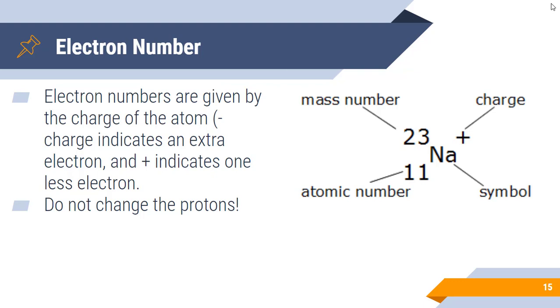A positive charge indicates that there is one less electron. So in this instance here, we have an atomic number of 11, which indicates 11 protons. The positive charge would indicate that there are 10 electrons. Do not, under any circumstances, change the number of protons, because if you do change the number of protons, you end up changing the chemical. Remember that protons are what determine what element it is on the periodic table.